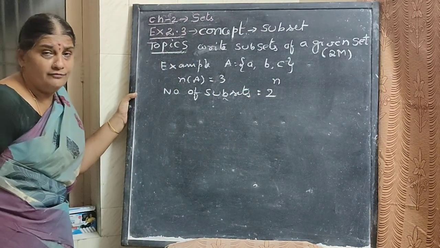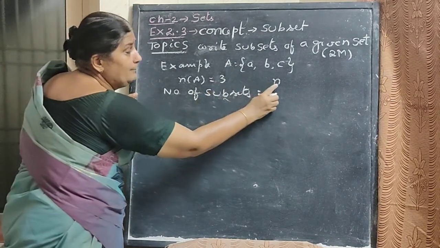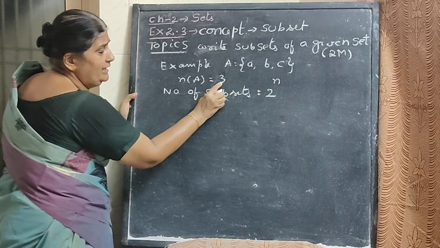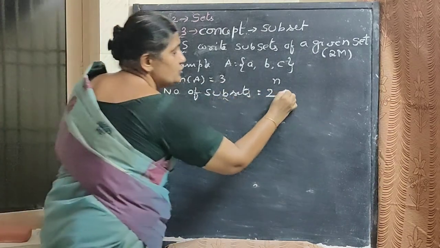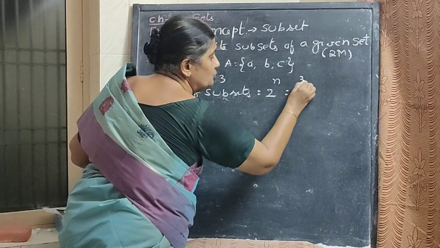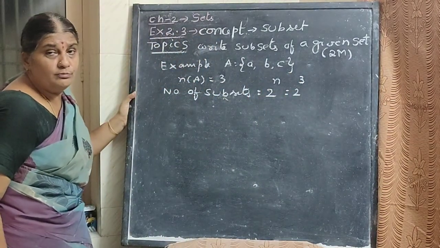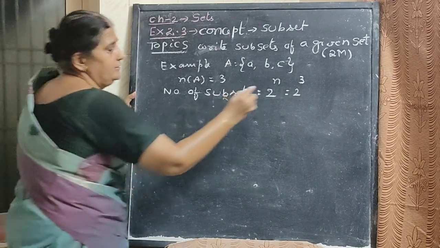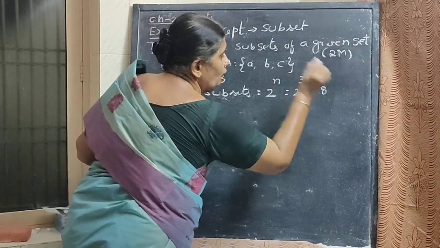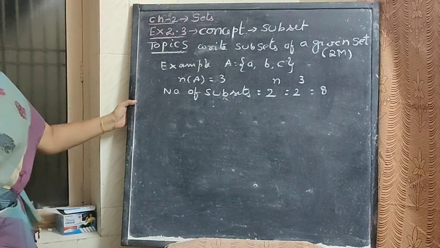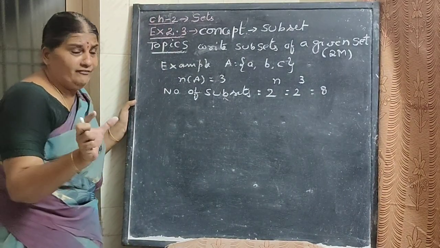2 to the power of n. N means the number of elements in a set. How many elements are there? 3. So how to write 2 cube? What is the meaning of 2 cube? 2 into 2 into 2. That means how many subsets will form? 8.